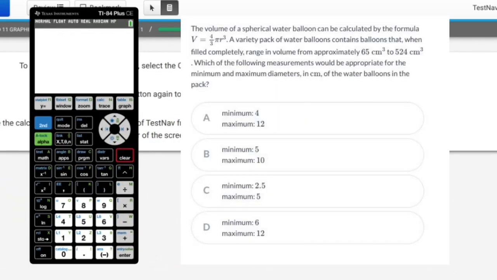Okay, so this problem right here, we're basically using our calculator to do the heavy lifting for us. There's two ways that you could approach this. You can plug in your answers and see which one gives you what you want, or you can go backwards, which is what we're supposed to do, and I'm going to go backwards. So I need to test out a volume of 65. And so if V is 65, in order to get r cubed by itself, I have to divide out 4/3 pi.